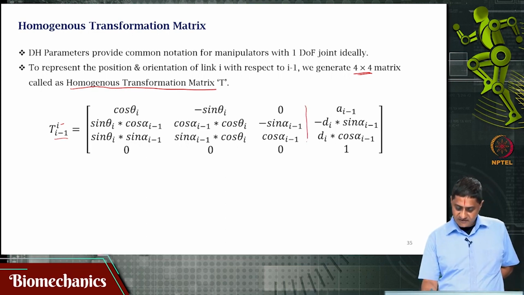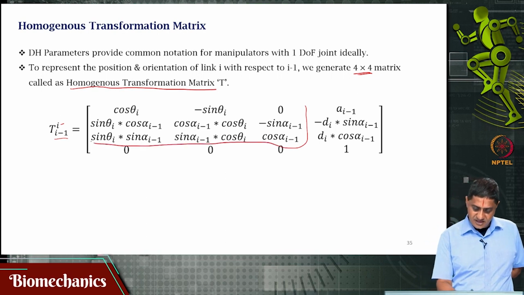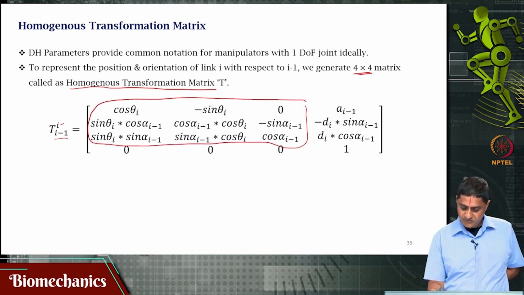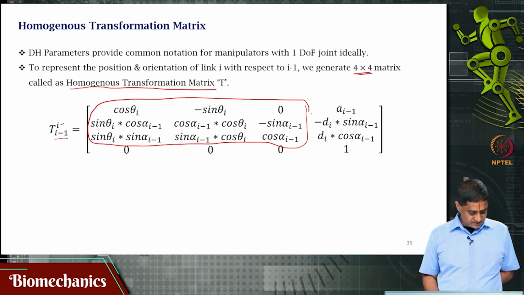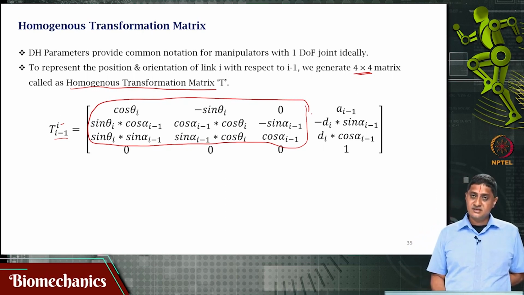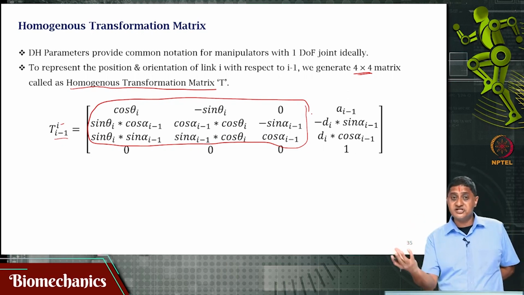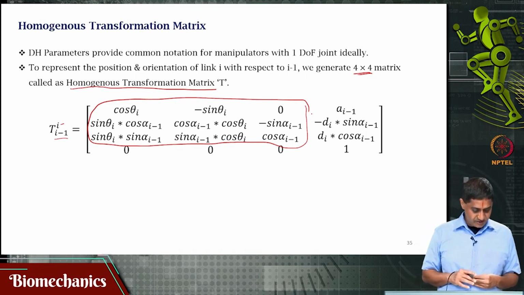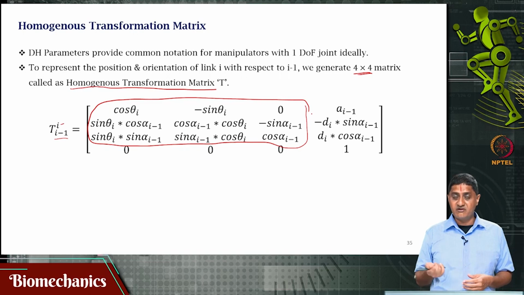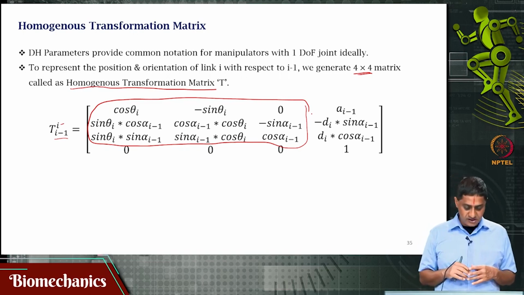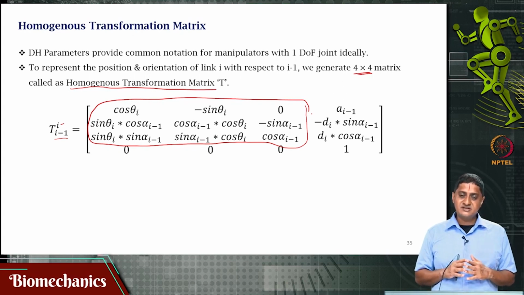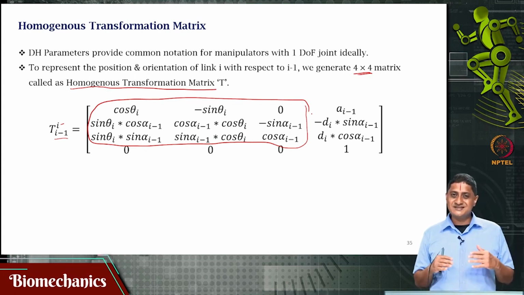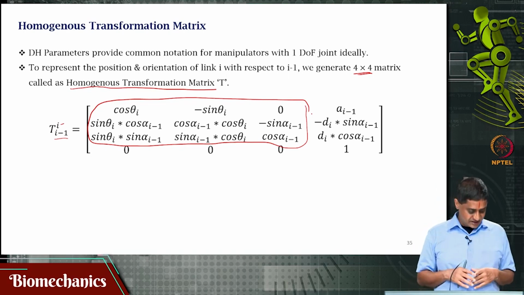In this, I have this 3 by 3 square matrix. This 3 by 3 square matrix is the one that is giving an idea about the overall rotation that is happening, the total rotation, not individual rotations, because there are two rotations that are happening, one involving theta i, the other involving alpha i minus 1. This 3 by 3 matrix gives me a sense of the total rotation that is happening.